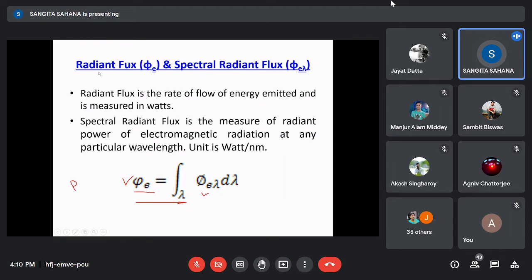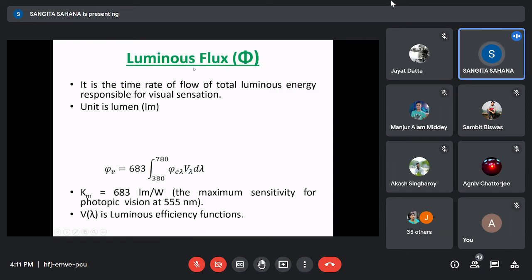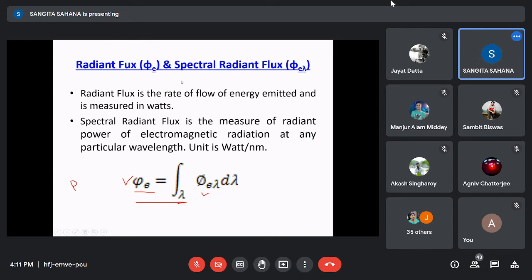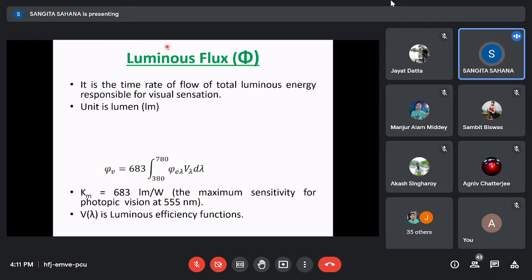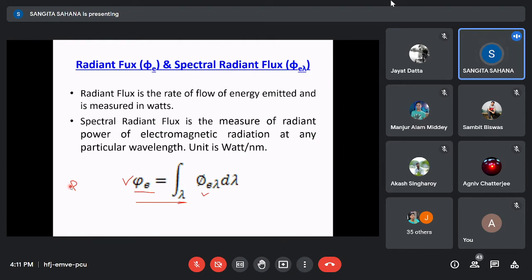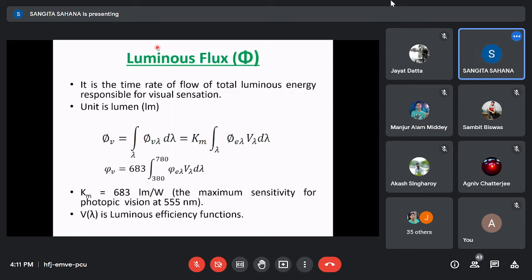So in this slide you can see radiant flux. The next slide is luminous flux. This one is radiant flux, next one is luminous flux. Out of this total phi e, how much we can see, or how much part is visible, that is called luminous flux. So the input was electrical power P in watt, the total output was radiant flux phi e in watt, and the visible part of this phi e is called luminous flux. This is the time rate of flow of total luminous energy responsible for visual sensation. The unit is lumen.